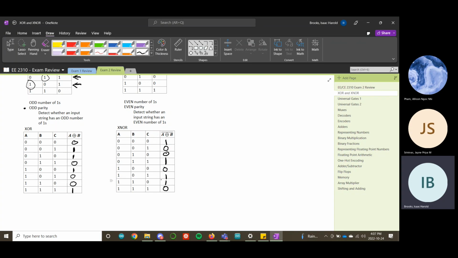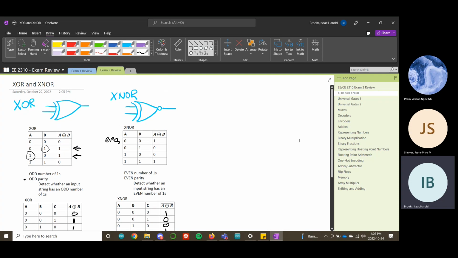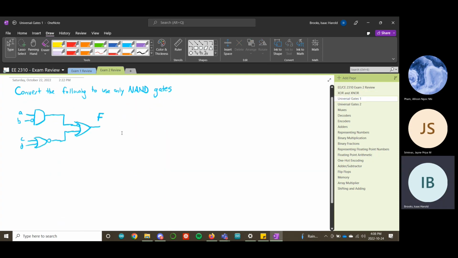So either the parity bit got flipped or some bit in the message got flipped. And that's a very simple way of error checking in these message protocols. So that's XOR and XNOR. The next thing that we'll talk about is universal gates.